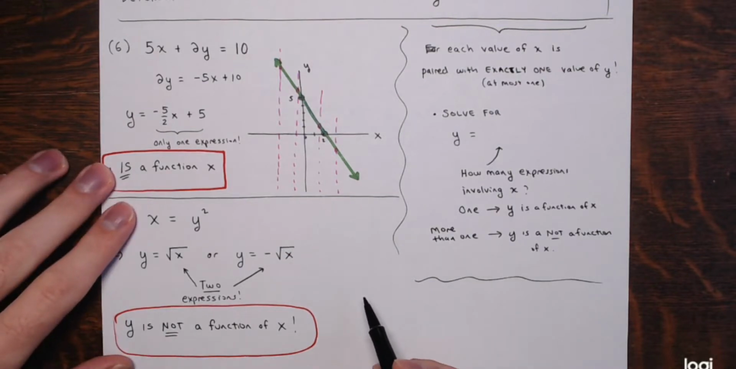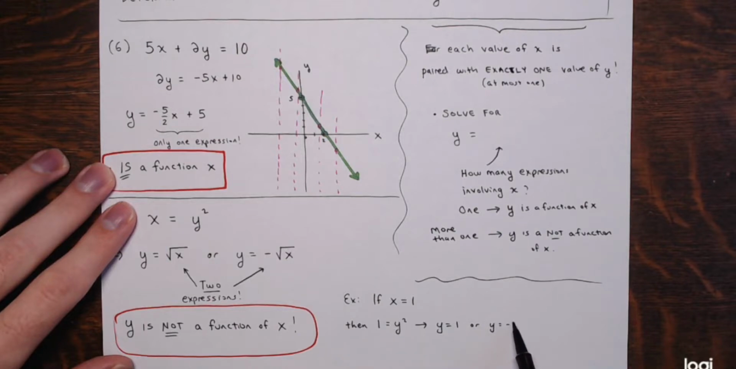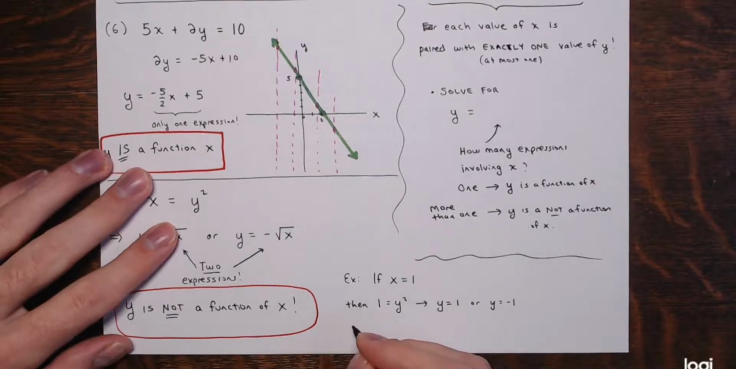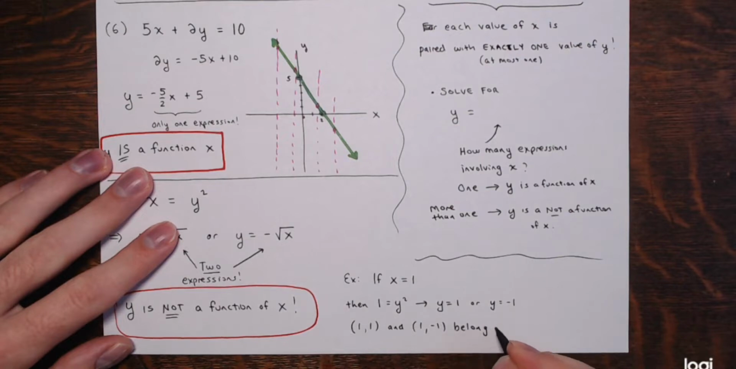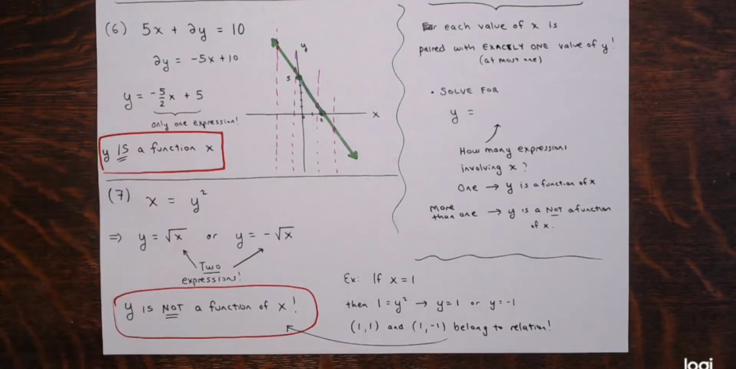For example, suppose x were 1. If I replace x with 1, then you'd have 1 equals y squared, which would lead me to the fact that y could be equal to 1 or negative 1, right? 1 squared is 1, negative 1 squared is 1. So this relation has these ordered pairs: (1, 1), x is 1, y is 1, and (1, negative 1). They belong to this relation, meaning that y is not a function of x.